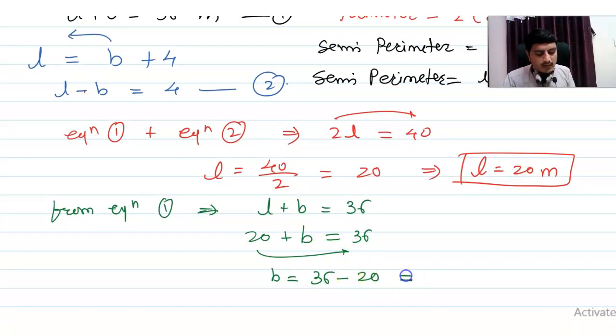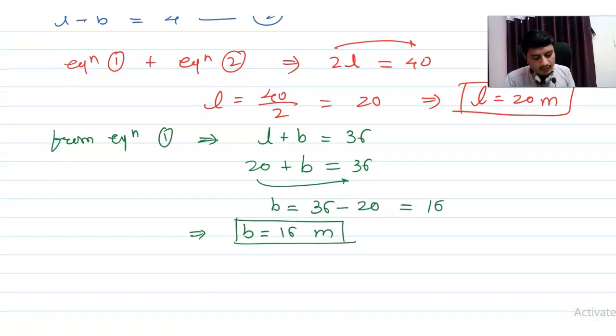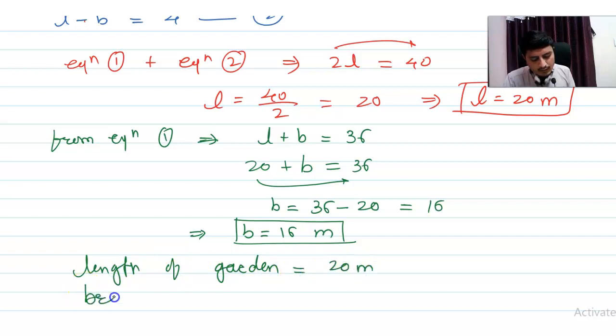Plus 20 becomes minus 20. Now 36 minus 20, we are getting 16. So the breadth of the rectangular garden equals 16, the unit is meter. So at last I am writing: length of garden is equal to 20 meter, while breadth of garden is equal to 16 meter.